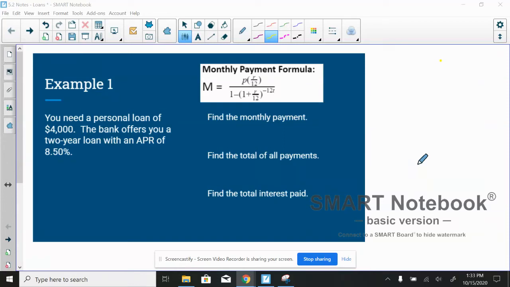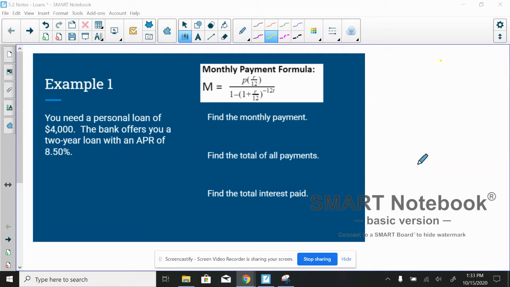We're going to take a look at example 1 about getting a personal loan. Basically all we are doing is finding out the total interest paid. In order to do that, we're going to use the monthly payment formula, just like we did back when we did mortgage payments. Same formula, same idea. Find the monthly payment, find the total of all payments, and then find the total interest paid.